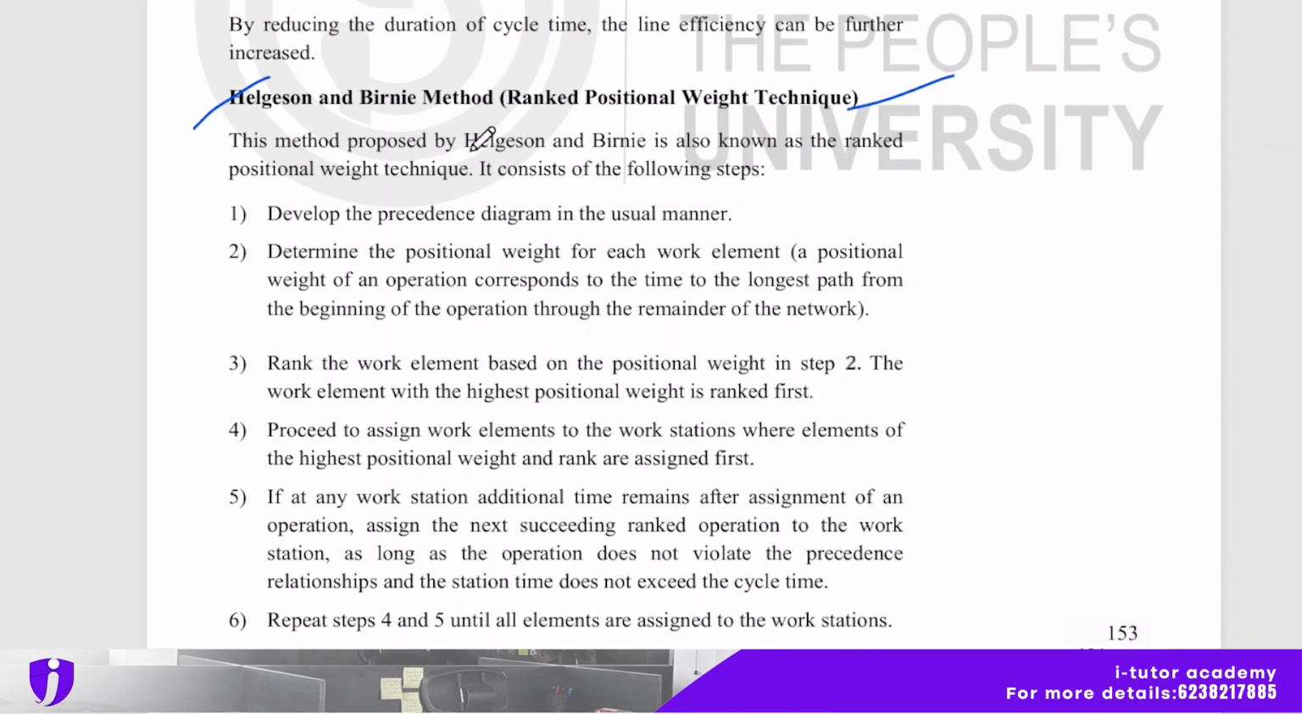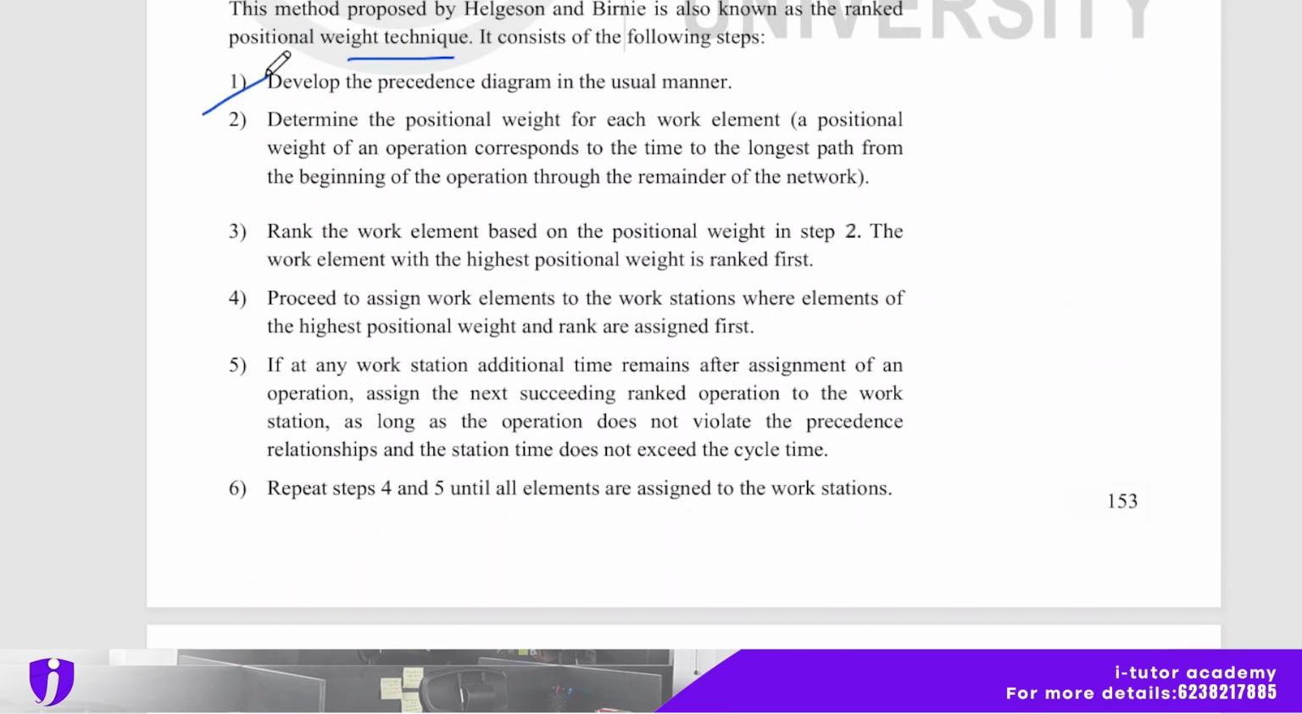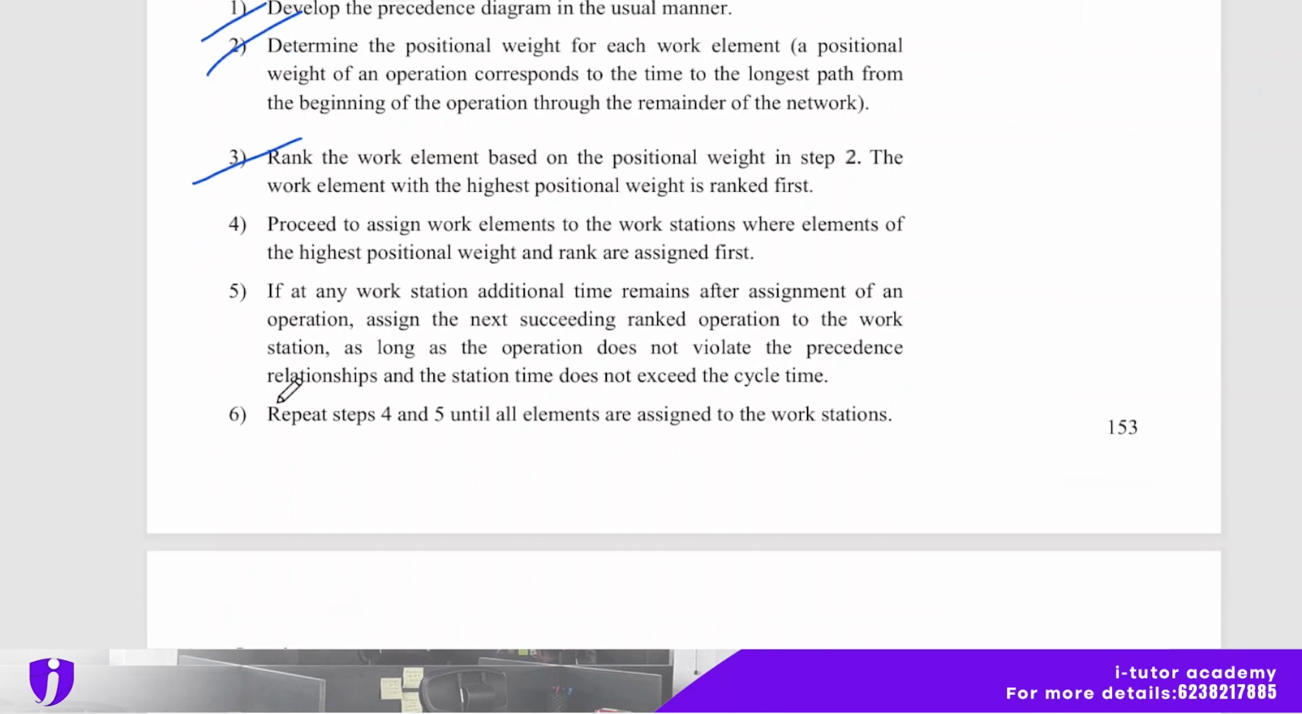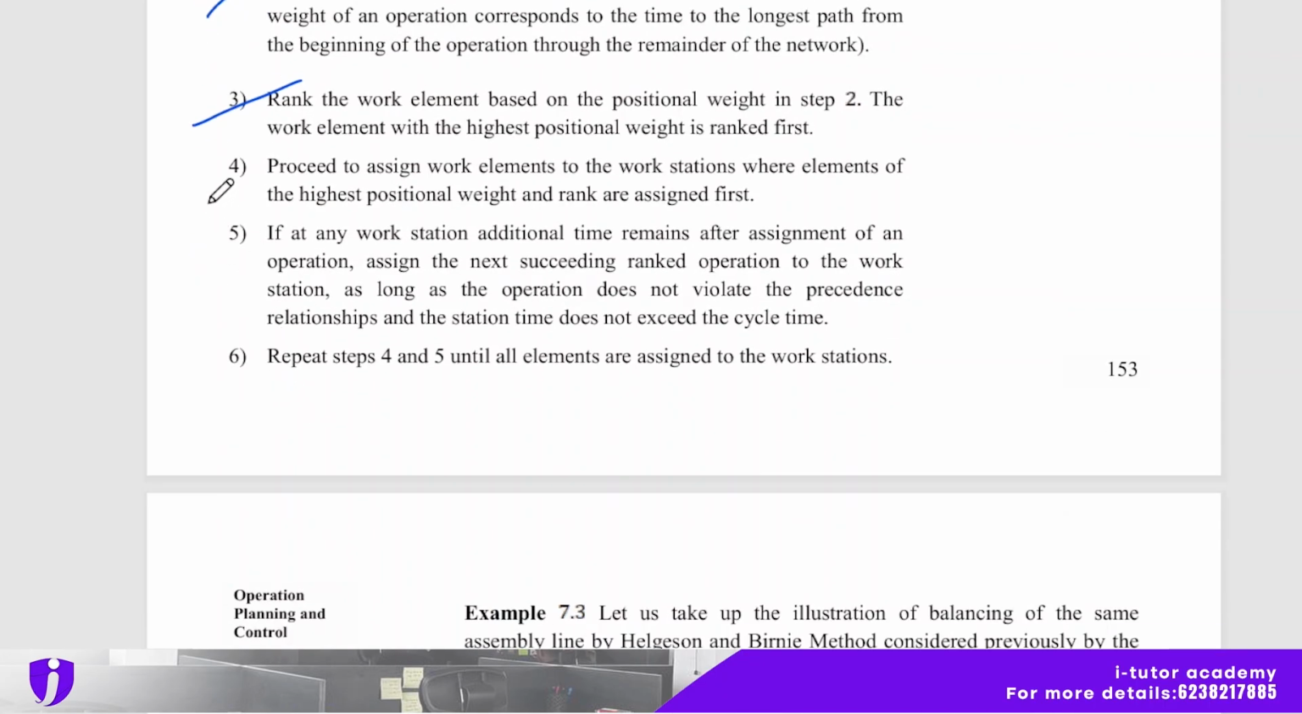And the Helgeson and Birnie method, that is the ranked positional weight technique. This method, proposed by Helgeson and Birnie, is also known as the ranked positional weight technique. It consists of the following steps. The first one is develop the precedence diagram in the usual manner. Determine the positional weight for each work element and rank the work elements based on the positional weight. The work element with the highest positional weight is ranked first, and proceed to assign work elements to the workstation, where the element of the highest positional weight and rank is assigned first.